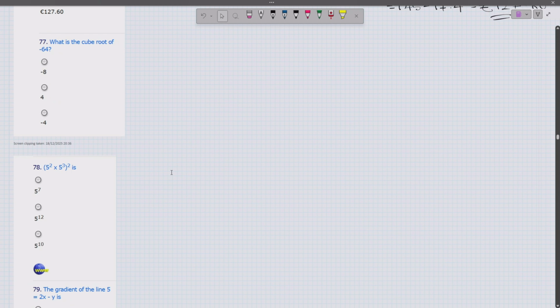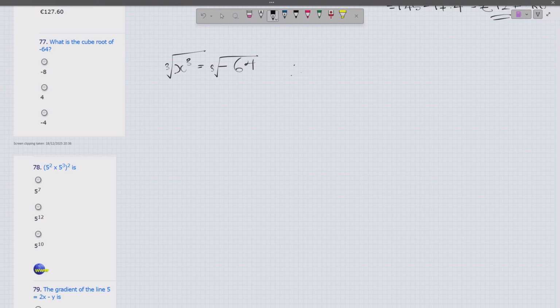Question 77. What is the cube root of minus 64? Let's say x cube equals minus 64. You cube root this side, then you cube root that side. Therefore x equals minus 4, which means x cube will be minus 64.